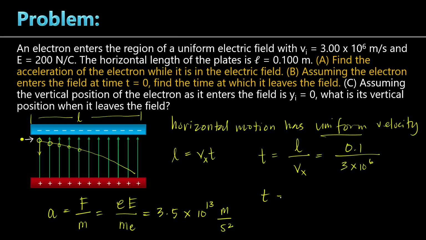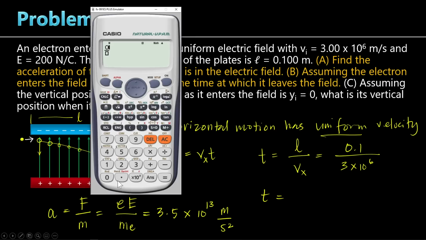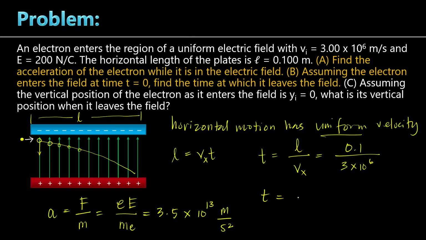So, pwede na natin computein yan sa calculator. Fraction sign, 0.1, tapos divide mo siya ng 3 times 10 raised to 6. Ang sagot, napakaliit, di ba? 33.3 times 10 to the negative 9. So, that's nano. 33.3 nanoseconds. Sulat natin, 33.3 nanoseconds. So, just like what we expected, yung time para marating yung dulo ng electric field ay napakaliit.